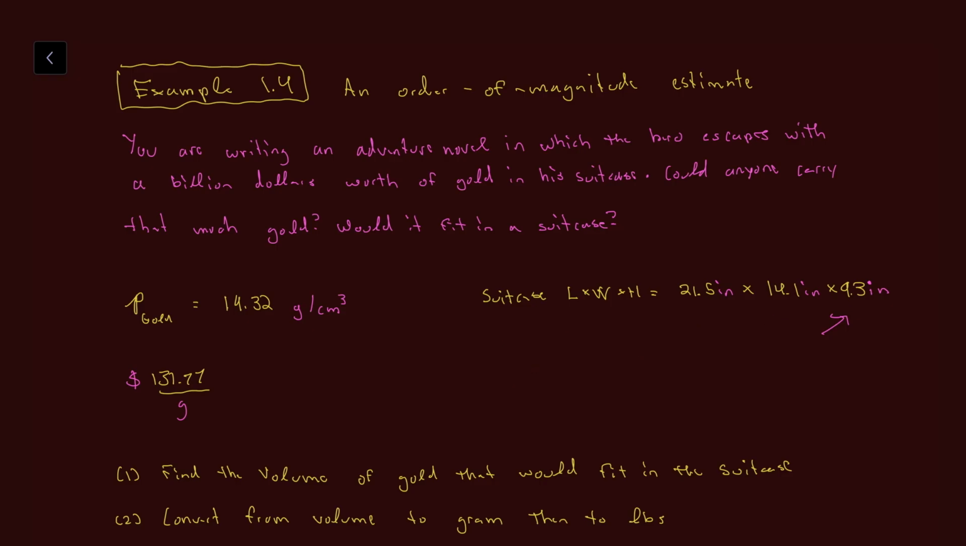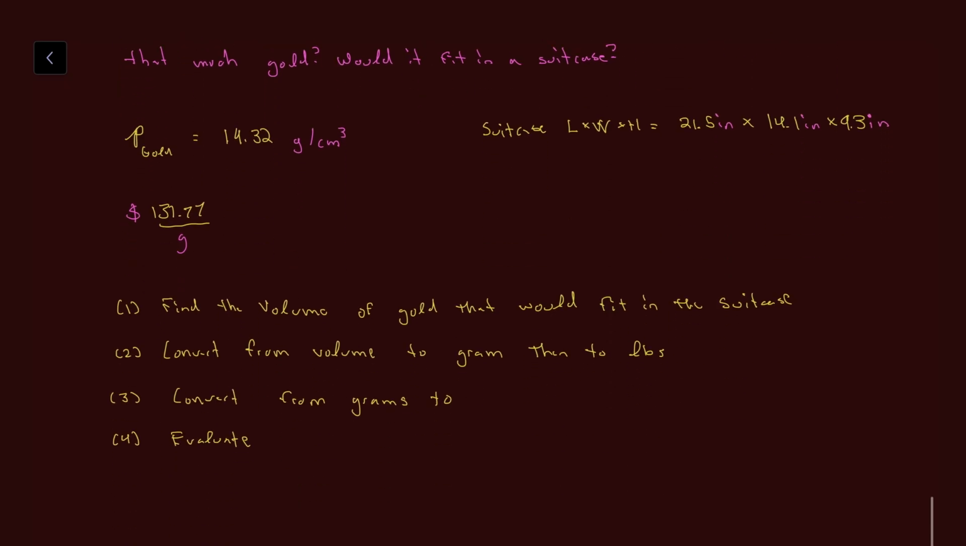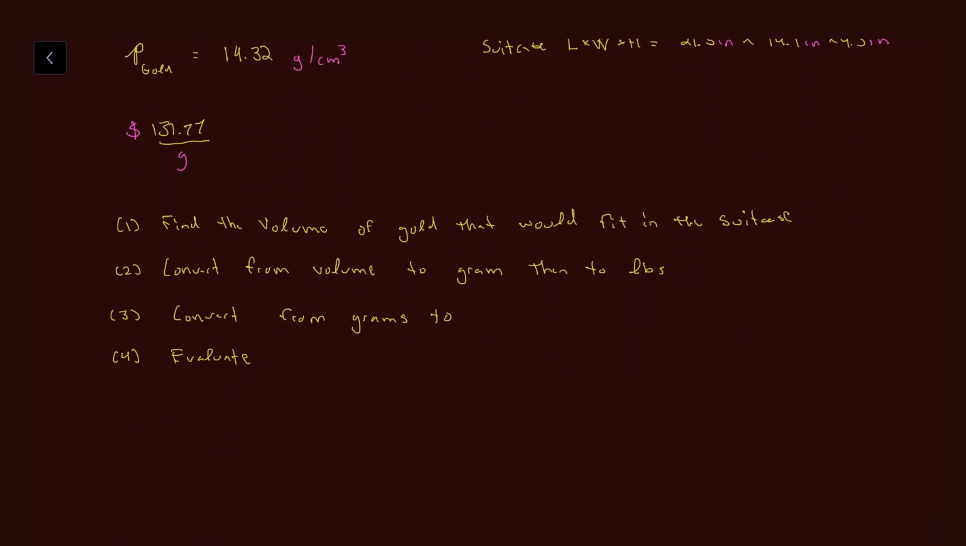Now, since I've already worked out this problem before, I know that we also need the density of gold and the price of gold per gram. Typically, with problems like these, where you're not given much information, we're all going to have different ways of solving them. The way that I solved it is different than the way shown in the textbook. So just keep that in mind.